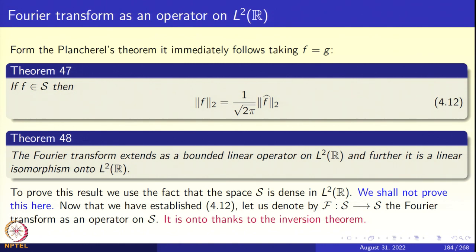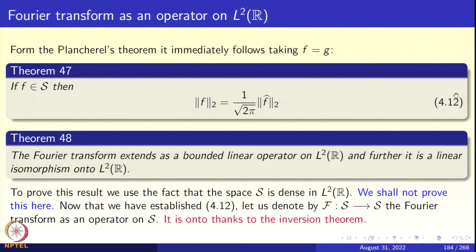Now we shall use the fact that the Schwarz space S is dense in L2 of R. The Schwarz space is dense in L1, it is dense in L2, in fact it is dense in Lp for any p between 1 and infinity, 1 included and infinity excluded. We shall not prove this theorem that the Schwarz space is dense in L2. It's a version of Lusin's theorem if you like.